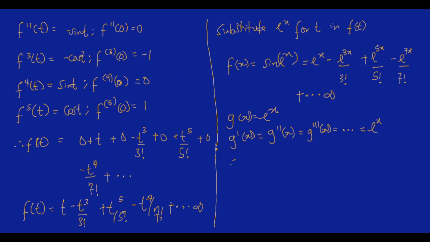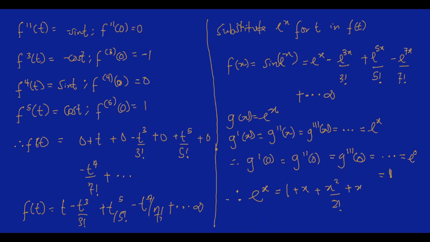Therefore, this means g prime 0 is equal to g double prime 0, same thing as g triple prime 0, and is equal to the rest of the derivatives, which is equal to e raised to power 0, and that's 1. We can therefore write the Maclaurin series expansion for e raised to power x to be equal to 1 plus x plus x squared divided by 2 factorial plus x cubed divided by 3 factorial, and it goes on like that till infinity.